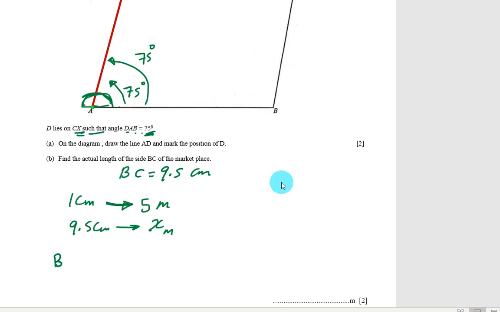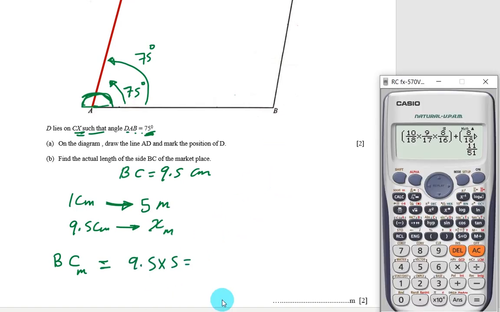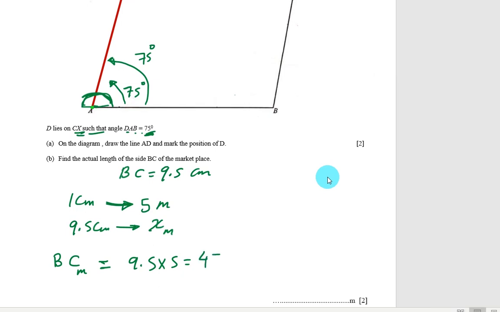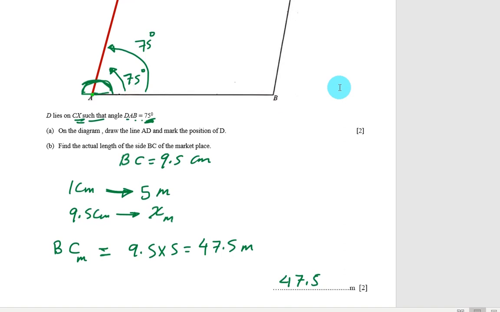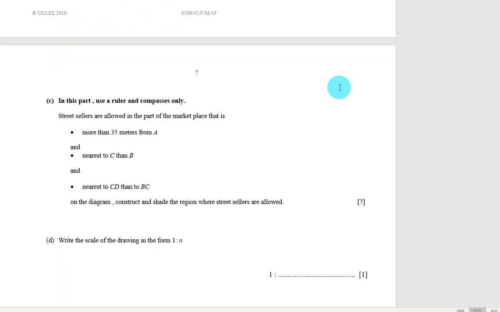So BC in the market is equal to 9.5 by 5, which is 47.5 meters. So your answer here is 47.5 meters. Okay. Let us go ahead to the next question.